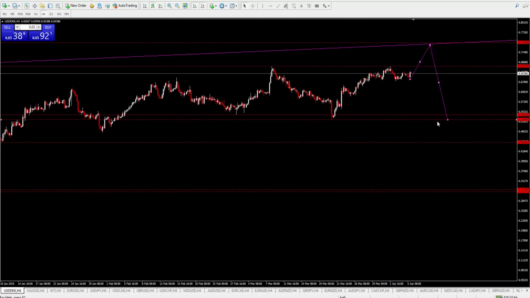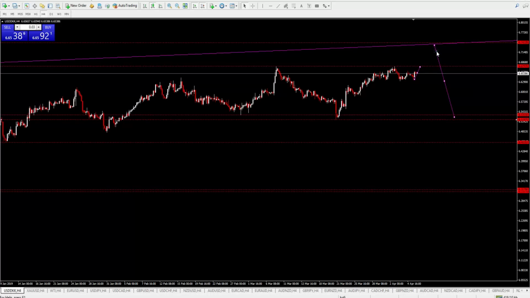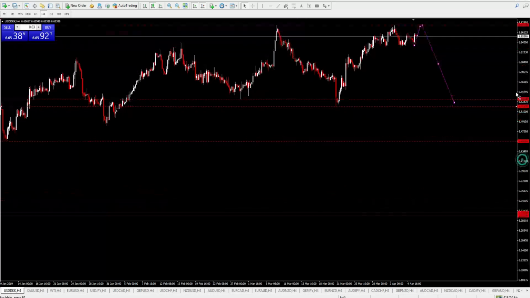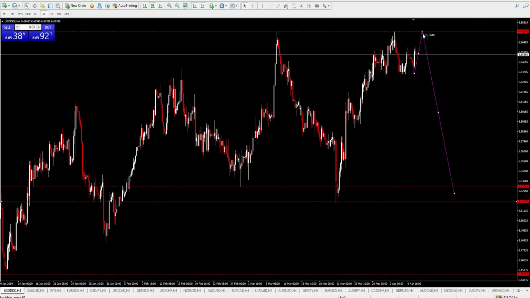But if we don't get that push and we see another test here, this is where we start seeing weakness in the US dollar. We see the market pulling all the way down to this low. That's what we should expect the US dollar to do. If we get a test above it, we will have a triple top, which will be very nice for us. Now let's move to the gold.